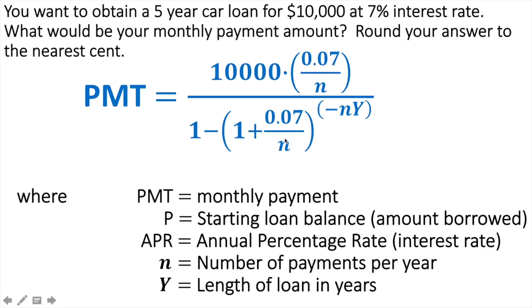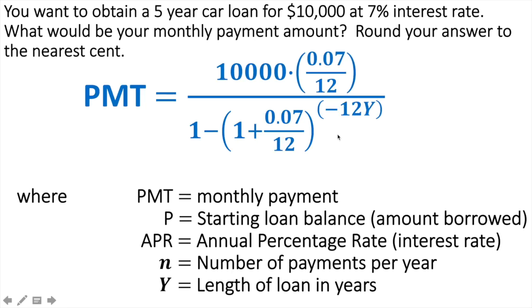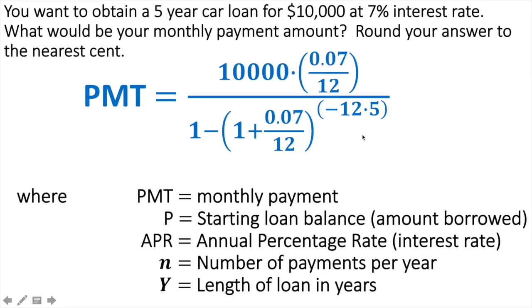Okay. Then the next one is the monthly payments. We're going to have 12 monthly payments. So all of these Ns here will turn into a 12, every one of those. And this is 12 times Y. Now, Y is the length of loan in years. This one is a 5-year car loan, so all I'm going to do is substitute this in for 5. Now, remember, this is negative 12 times Y, so it'd be negative 12 times 5.